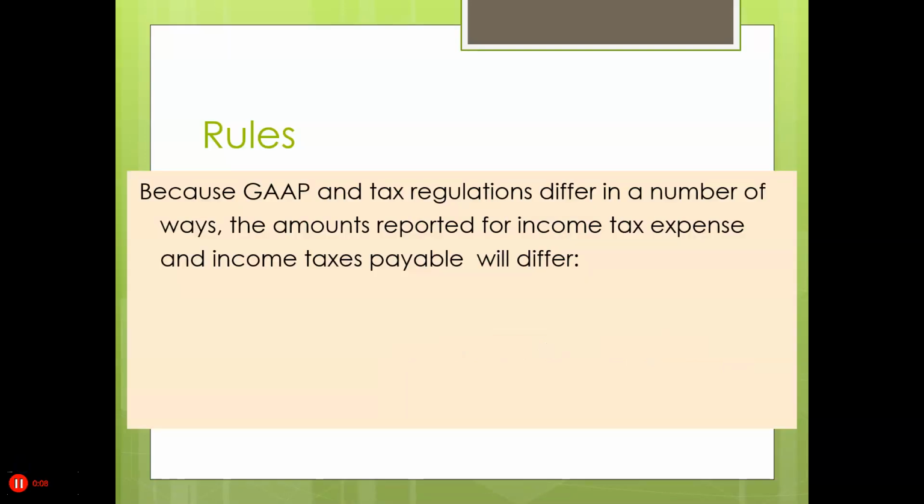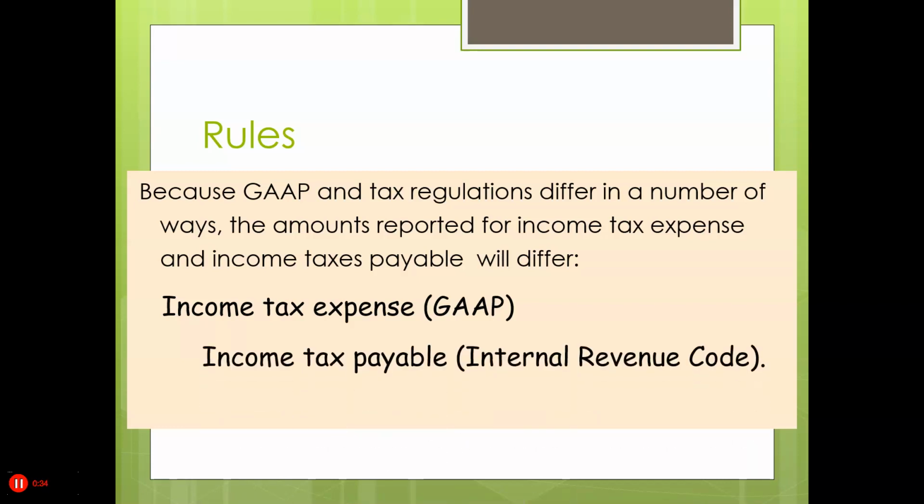Now, with the rules, because GAAP and tax regulations differ in a number of ways, the amounts reported for income tax expense and income tax payable will differ. Income tax expense is based on GAAP, i.e., we record revenue when it's earned, and we record expense when it is incurred and follows the revenue. For income tax payable under the revenue code, we record revenue when we receive it, not when we earn it, and expenses when we pay them, not when we actually consume them.